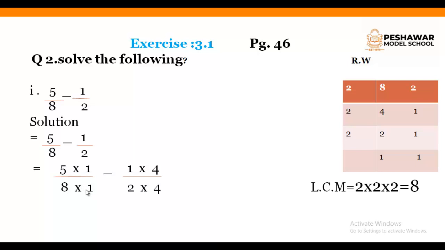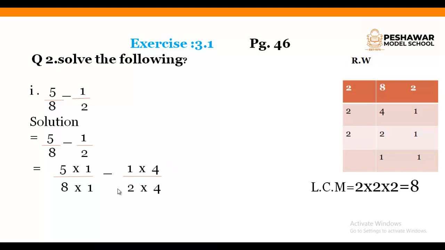Yes, 8 is present. 8 1 times 8. 1 multiply with denominator as well as with numerator. So put the sign of subtraction. Then 1 by 2, the next fraction of the question. Then multiply. Check that in the table of 2, where you find 8. 2 4 times 8. 4 will multiply with denominator as well as with numerator.